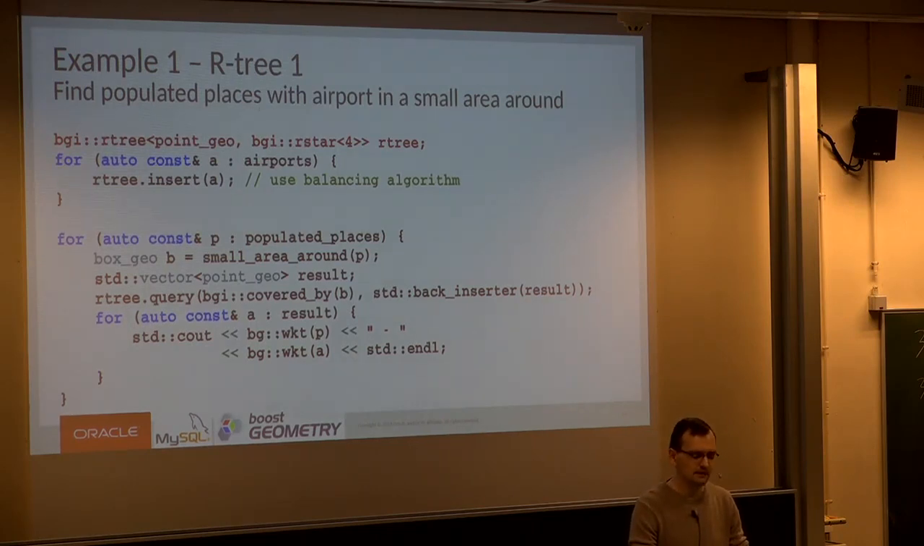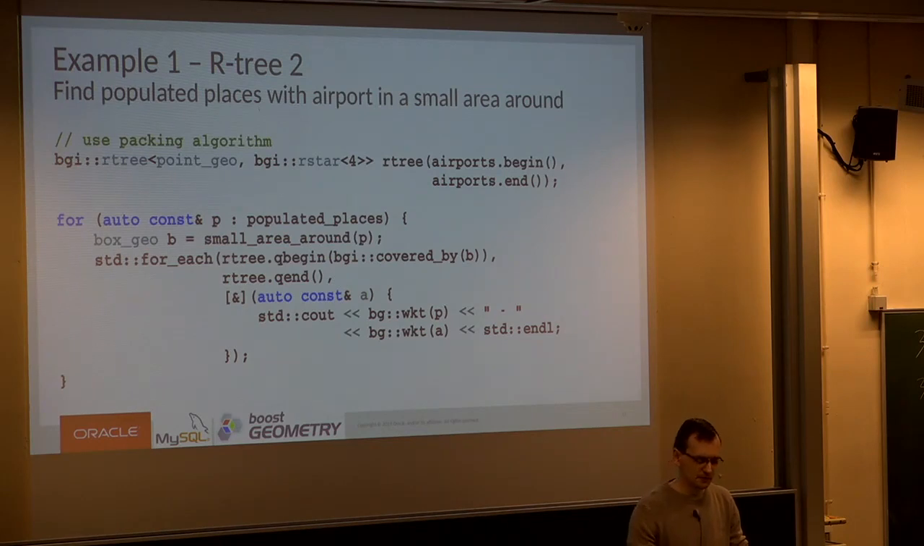storing points, and this will be R star variant, storing four elements per node, and I'm calling insert for all of the airports, which forces the R-tree to use balancing algorithm instead of packing, because I'm inserting one by one. And then I'm iterating over all of the places and performing a query, passing covered by predicate to the query function of the R-tree, and taking the result as an output iterator, which in this case is back insert iterator.